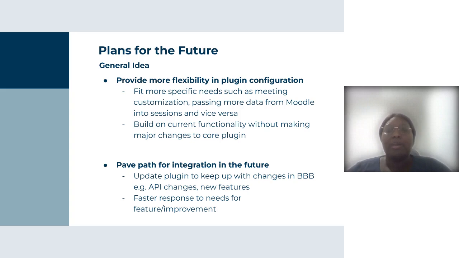We also want to pave a path for integration in the future, which means we want to be able to update the plugin to keep up with changes in BigBlueButton itself. For example, any changes to the API, which the Moodle plugin uses, and any new features that BigBlueButton introduces, we want to be able to make use of them in the Moodle plugin. We also would like to have a faster response to the needs for features and improvements.